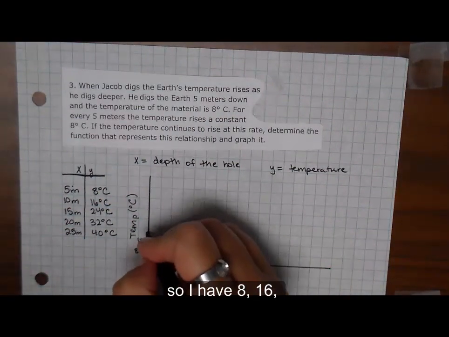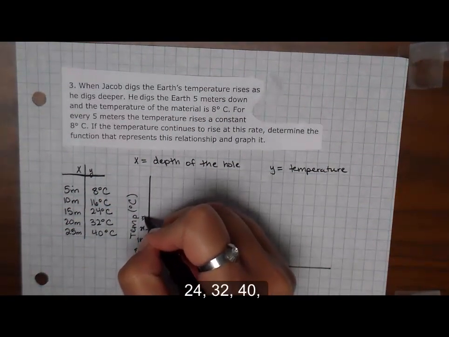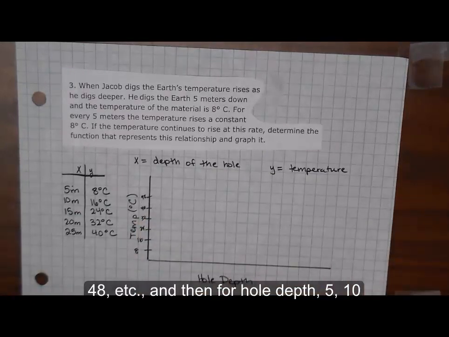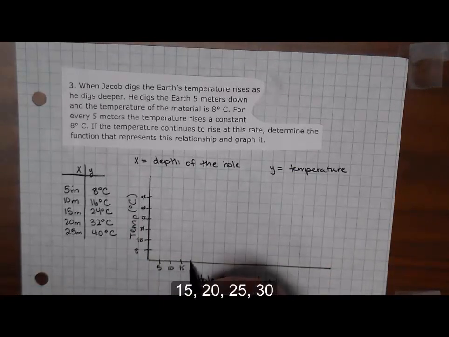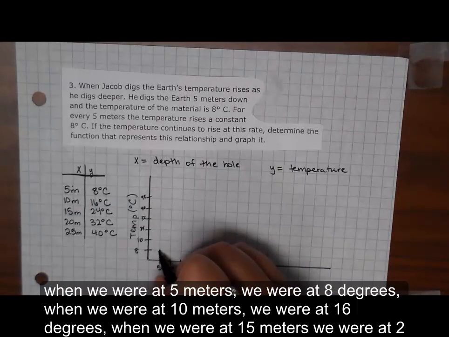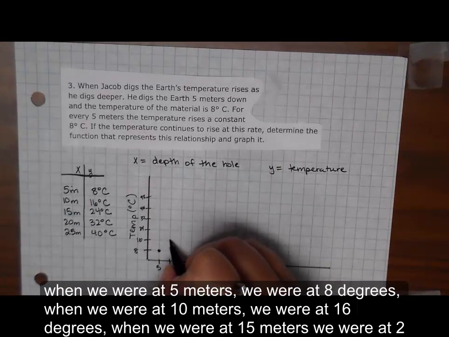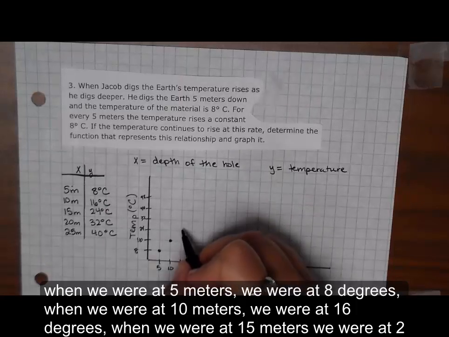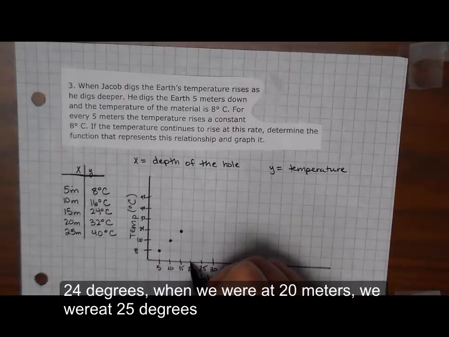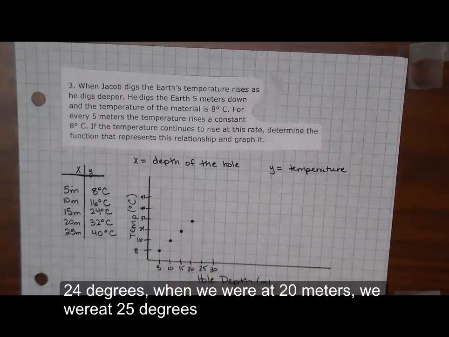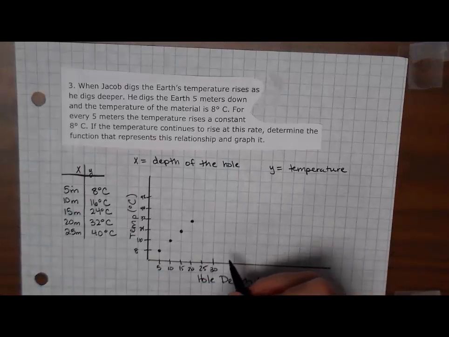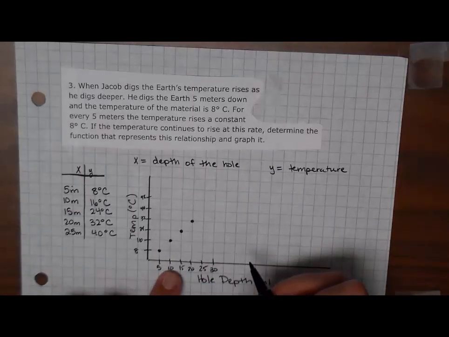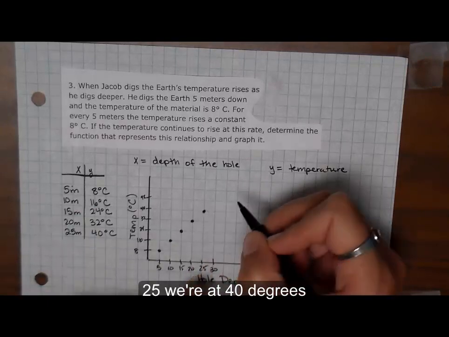So I have 8, 16, 24, 32, 40, 48, etc. And then for hole depth, 5, 10, 15, 20, 25, 30. When we were at 5 meters, we were at 8 degrees. When we were at 10 meters, we were at 16 degrees. When we were at 15 meters, we were at 24 degrees. When we were at 20 meters, we were at 32 degrees. And when we were at 30 meters, well, we didn't go that far, but 5, 10, 15, 25, we're at 40 degrees.